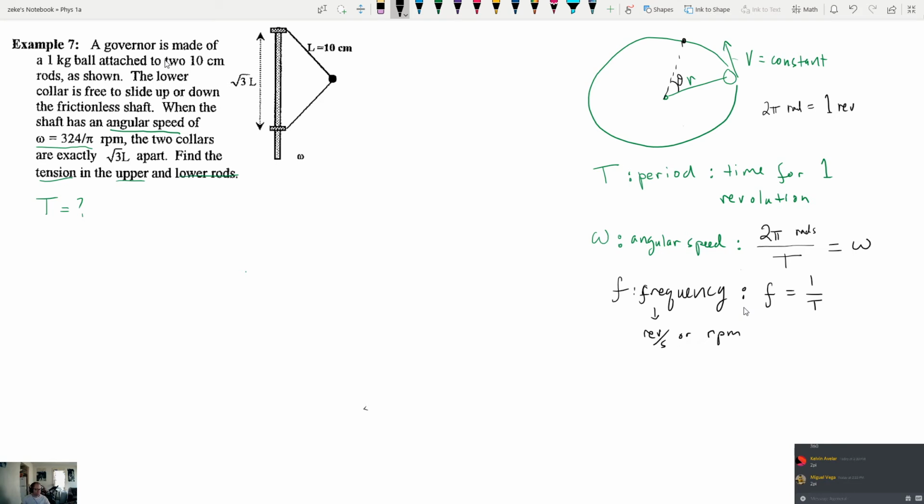So what's the period of the Earth's rotation on its axis? How much time does it take for the Earth to rotate one time on its axis? 24 hours, right? That's Earth's period on its axis. What's the period of the Earth's rotation around the sun? How much time does it take for the Earth to revolve around the sun one time? 365 days and a quarter, right?